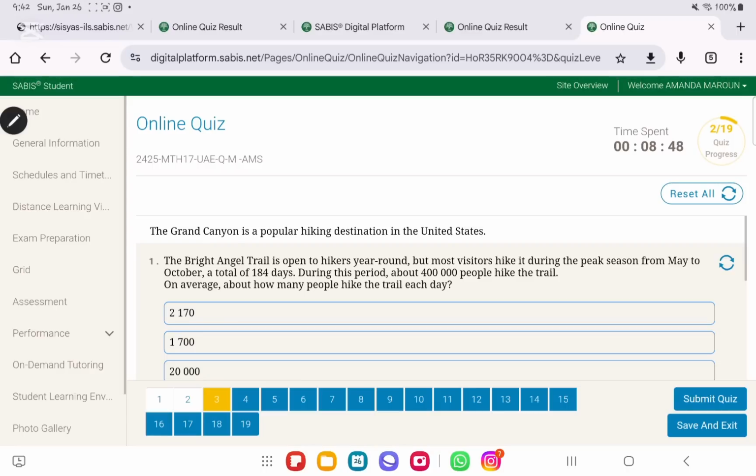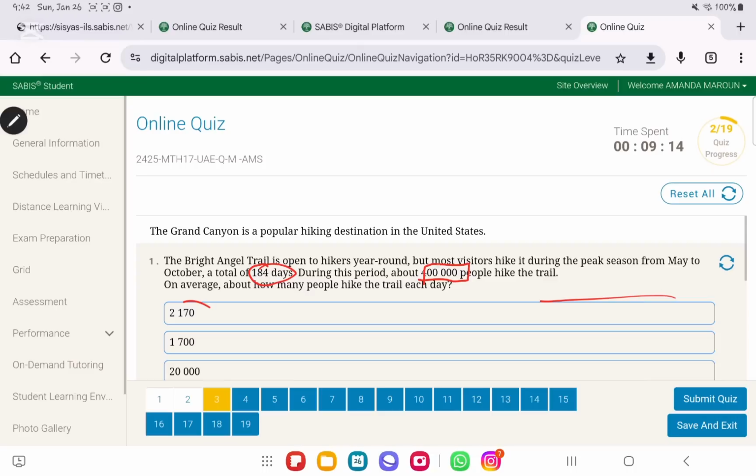Okay, this is a really nice question. The Grand Canyon is a popular hiking destination in the US. The Bright Angel Trail is open to hikers year-round. Most visitors hike it during peak season from May to October. A total of 184 days. During this period, about 400,000 people hike the trail. They need, on average, how many people hike the trail each day?